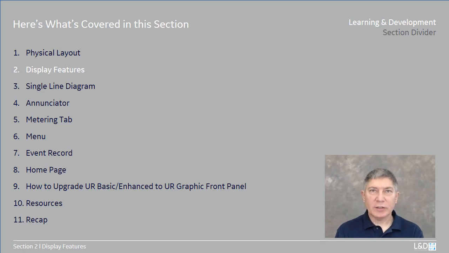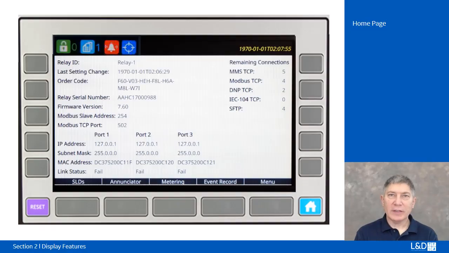In this section, we'll take a look at the display features and the product information screen. This is the home page that is programmed with the product information screen that provides us information about the relay, such as relay ID, order code, serial number, firmware version, Ethernet communication configuration, and remaining connections.